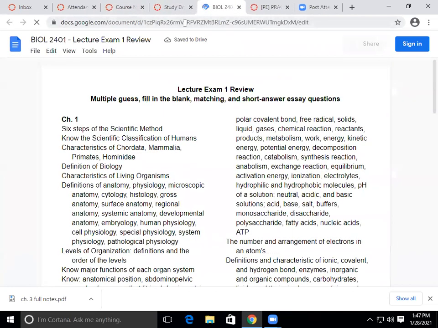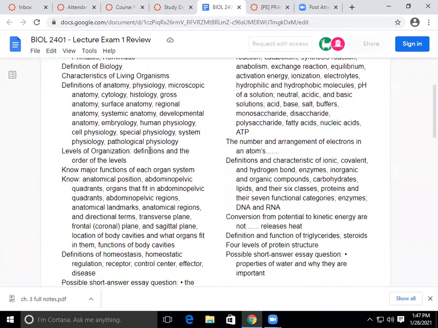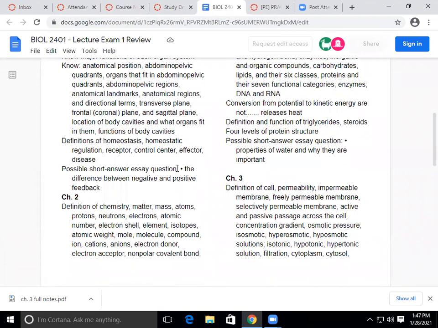you can see the whole document. It has in here what you should know for chapter 1, chapter 2, chapter 3. It also tells you these possible short answer essays, because remember, on the exam it will be mostly multiple choice, but you'll have some short answer where you have to type an answer, some where you have to match, right? And you'll have one essay question. And so this is one potential essay question. Here's another potential essay question.